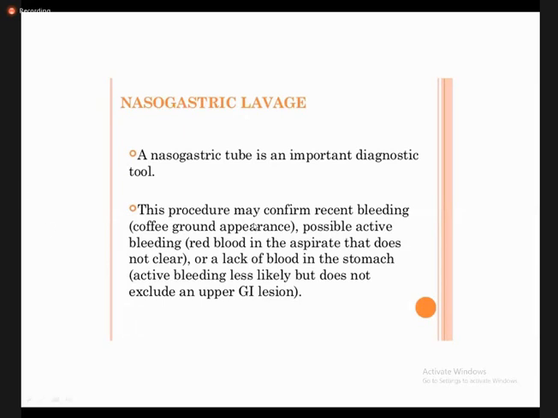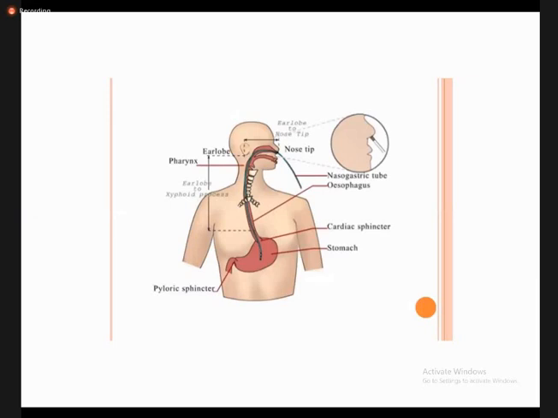And if it is coming from the stomach, you can say that it is GI bleed. Then active bleed, if it is coffee brown or red blood or a lack of the blood in the stomach, active bleeding is less likely, but does not exclude an upper GI bleed, because it might be intermittent, it might be slow, it might not come into the aspirate. This is the procedure of passing the NG through the nose. Nasogastric tube is passed again, just like the stomach, through the oropharynx, pharynx, esophagus, and then into the stomach.